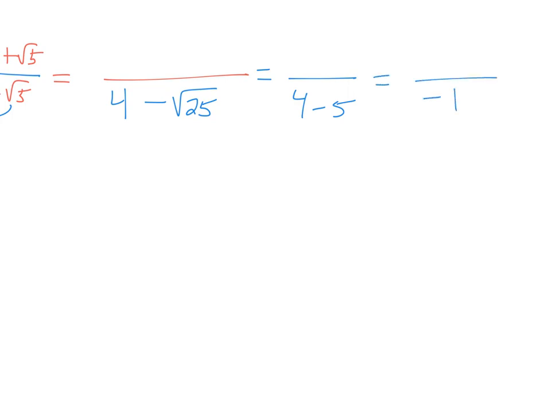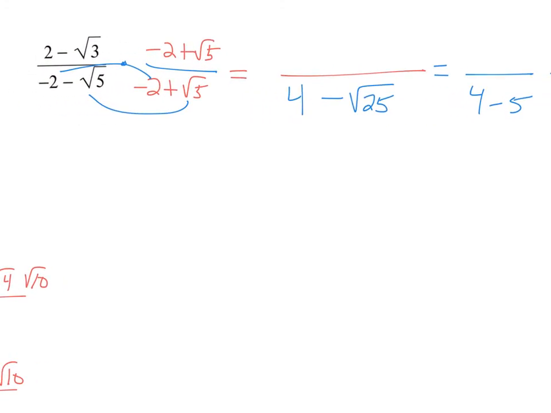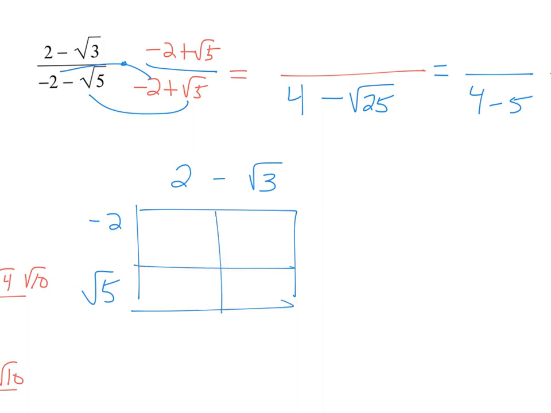Now what you got to do is figure out the numerator. I'm going to simply just multiply using the box method because they are not conjugates. I'm going to have to do the full multiplication. Negative 2 times 2 gets you a negative 4. Negative 2 times a negative radical 3 is a positive 2 radical 3. 2 times radical 5 is 2 radical 5. Negative radical 3 and a positive radical 5 gets you a negative radical 15.